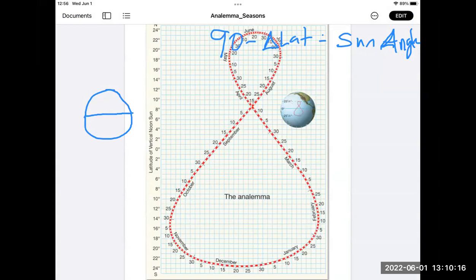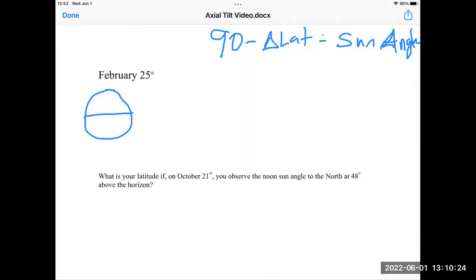All right. So on February 25th, if we look at the analemma, the sun would be overhead at about 9 degrees south latitude. So what I'm going to do is make a mark and just say it's 9 degrees south latitude. That's where the sun is.